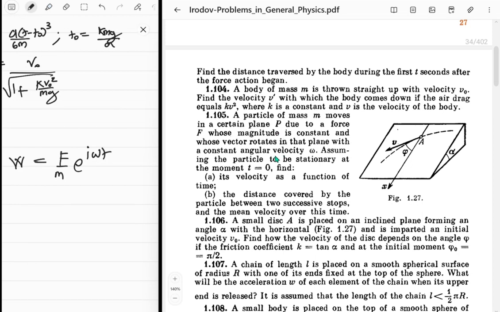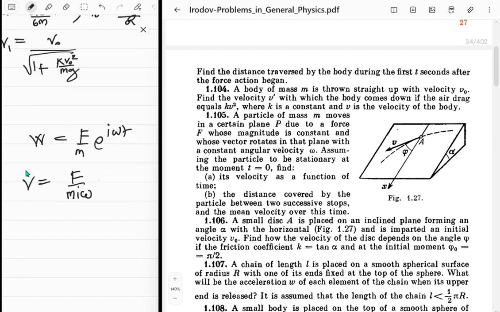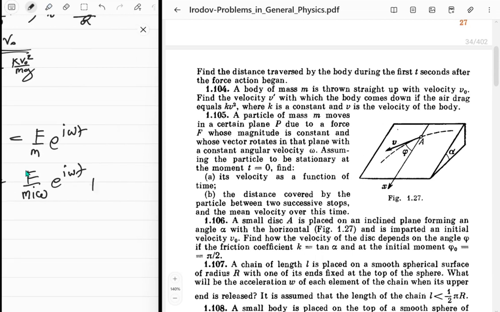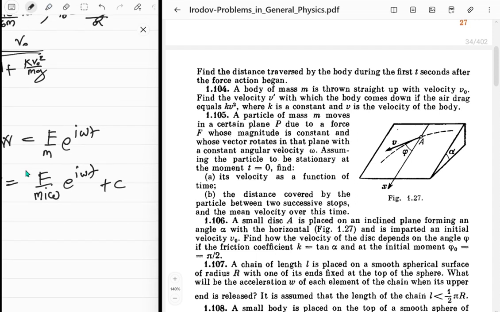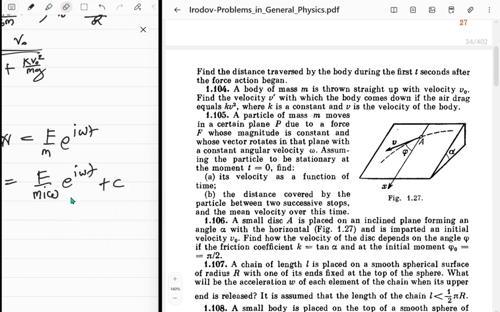Assuming the particle to be stationary at moment t equal to 0, first of all, we'll integrate this to get the velocity. So velocity is just going to be F upon m i omega, and then e power i omega t. Plus some constant, of course, for indefinite integration. Now they're saying that initially it's 0, so at t equal to 0, velocity should be 0. So then you have 0 is equal to F upon m i omega plus, so it's just going to be minus 1 right there.